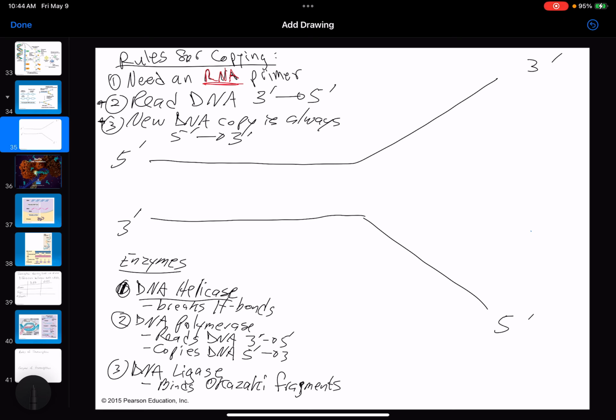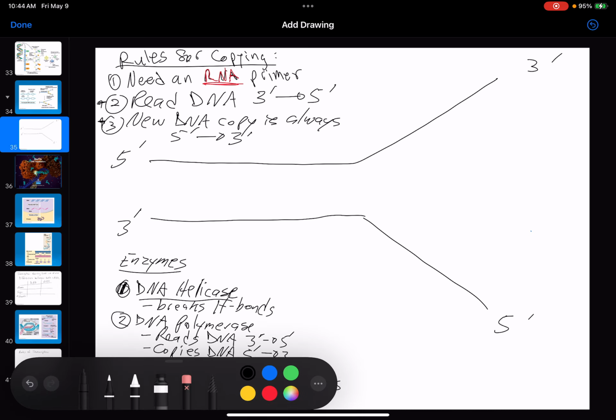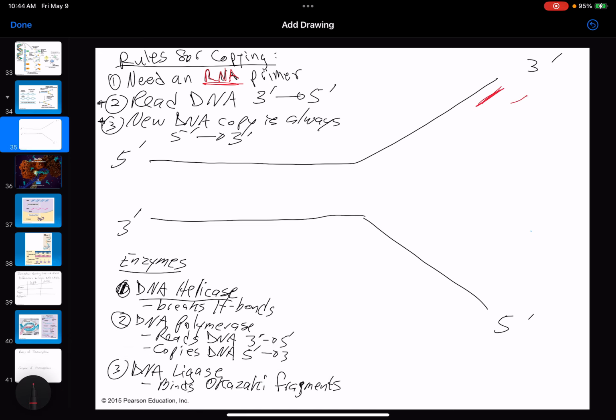Okay, we have our rules, we have our enzymes, and you want to know them. They're going to be on exam 3. Like, what are the rules for copying DNA? What does this enzyme do? Be prepared for that. Okay, first thing we need is a primer. There it is. That's the RNA primer. And you need the RNA primer because you need something to attach the new DNA strand to.